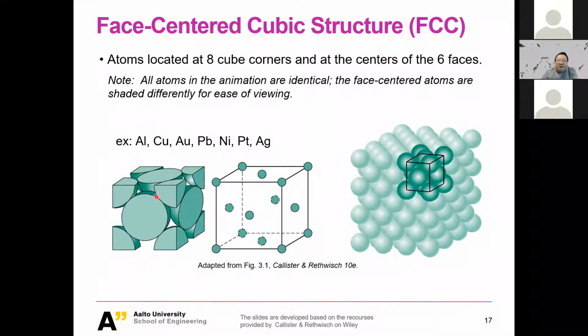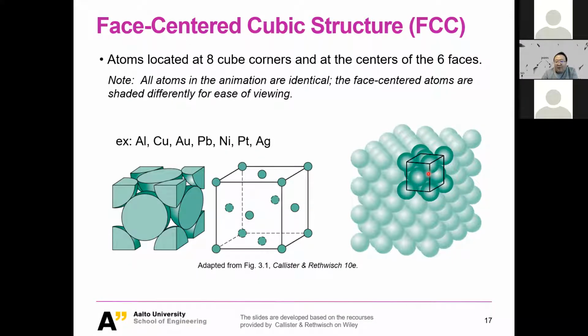But now we're not putting it in the center of the body, we're putting it on the center of each face. So we're adding half an atom to each of the 6 faces of our unit cell. If you look at this picture, maybe it's more vivid. You see, this is how it is done.